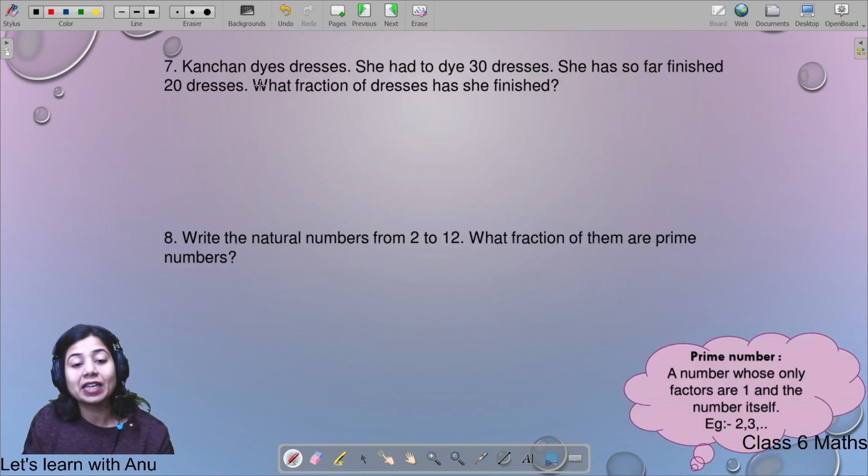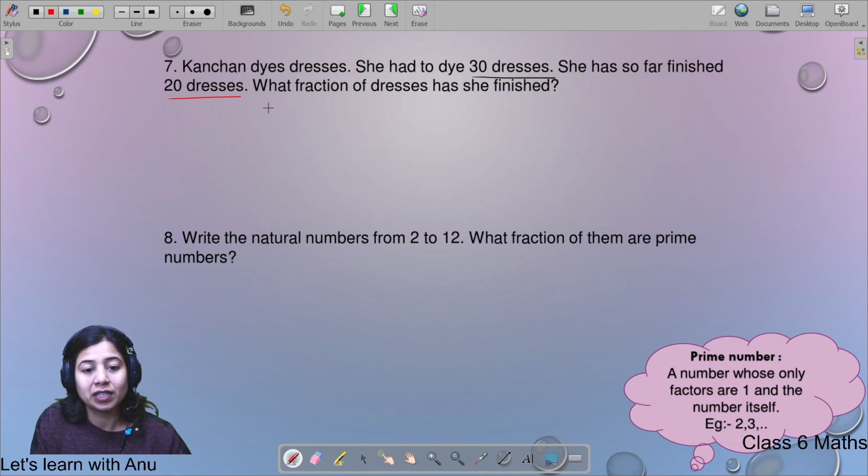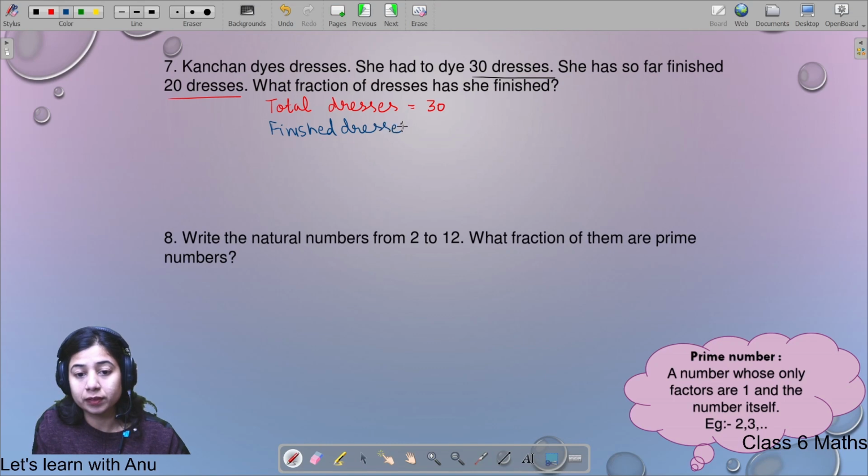Question number 7. Kanchan dyes dresses. She had to dye 30 dresses. She has so far finished 20 dresses. What fraction of dresses has she finished? Let's write the given information first. Total dresses are 30. Then finished dresses are 20. Now the question is, what fraction of dresses has she finished, right?